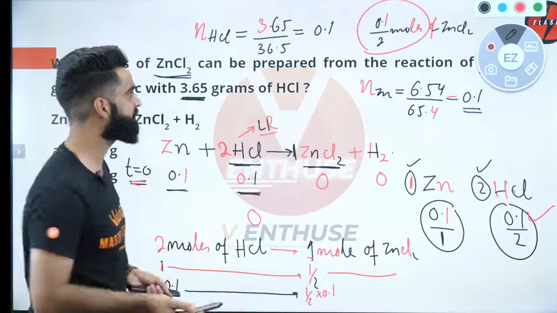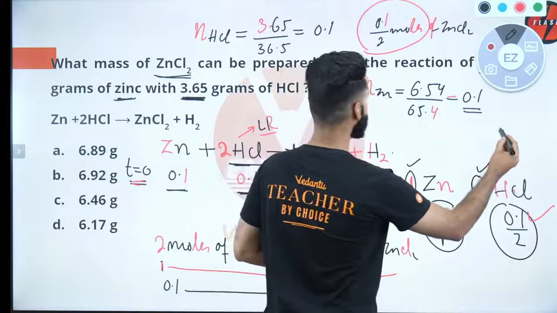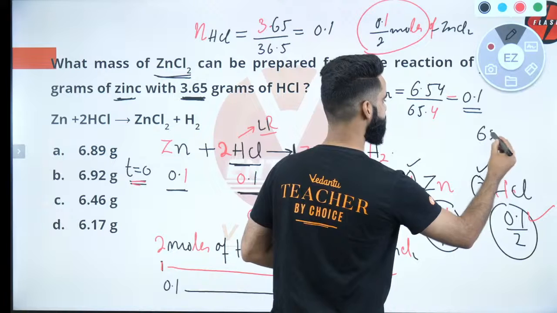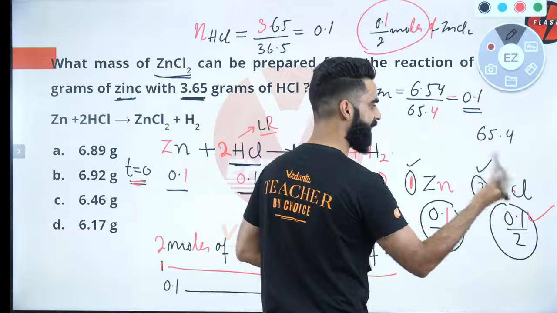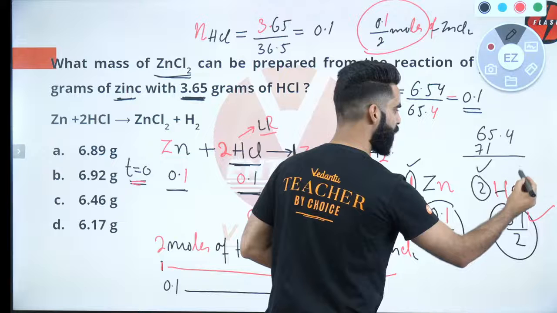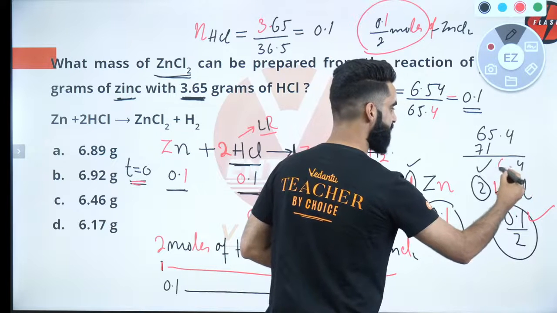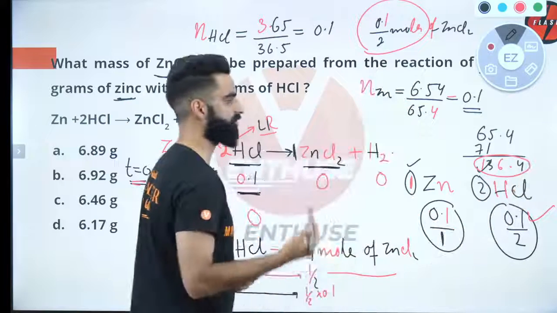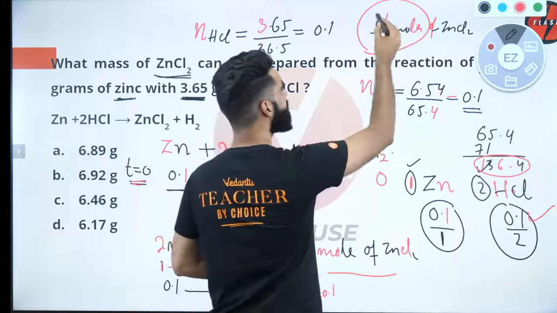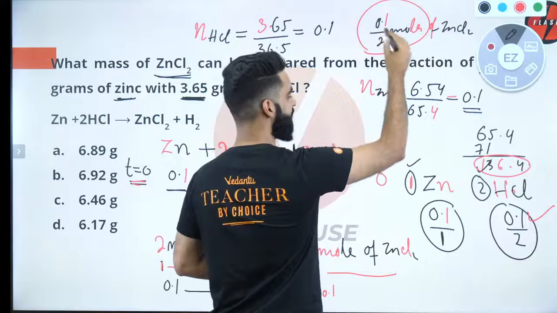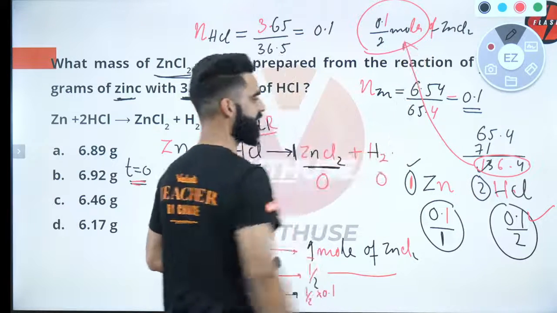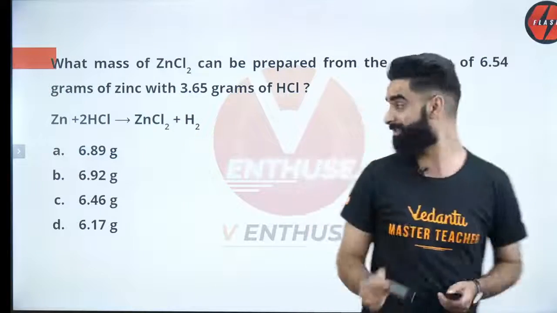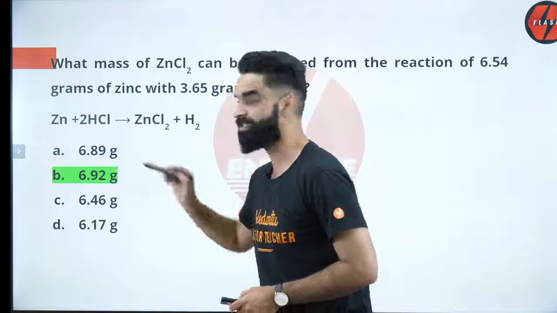What is the molar mass of ZnCl2? Just have a look. Zinc is going to be 65.4. Chlorine is 35.5. So it's going to be 71 because I've got 2 chlorine. 136.4 is going to be the molar mass of ZnCl2. So I'm simply going to multiply this term by its molar mass. What I'll be getting? I'll be getting the mass of ZnCl2. And let me tell you its exact answer. Its exact answer will be 6.92 grams.